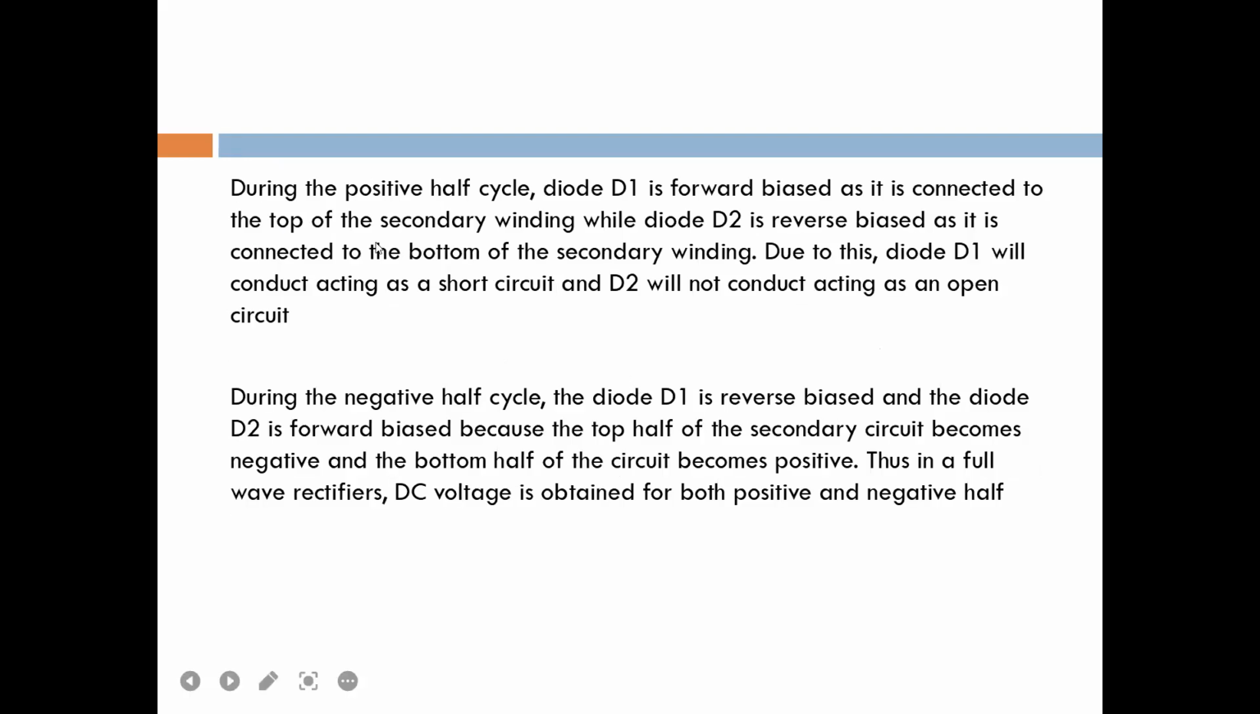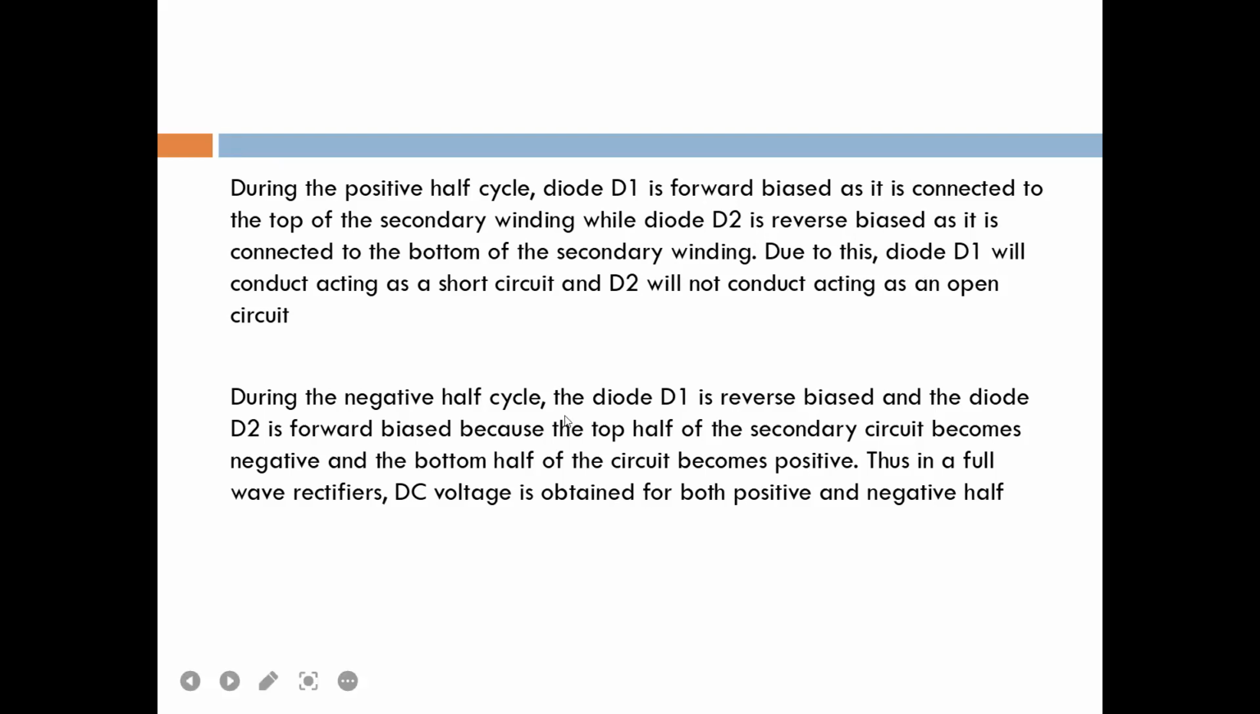Look, it is written here. During the positive half cycle, diode D1 is forward biased and is connected to the top of the secondary winding, but D2 is reverse biased. So D2 is connected to the bottom one. D1 will act as a short circuit and D2 as an open circuit. D1 is a short circuit because it is in the conducting state. D2 is an open circuit because it is in the reverse state, and reverse state means there is no flow of current.